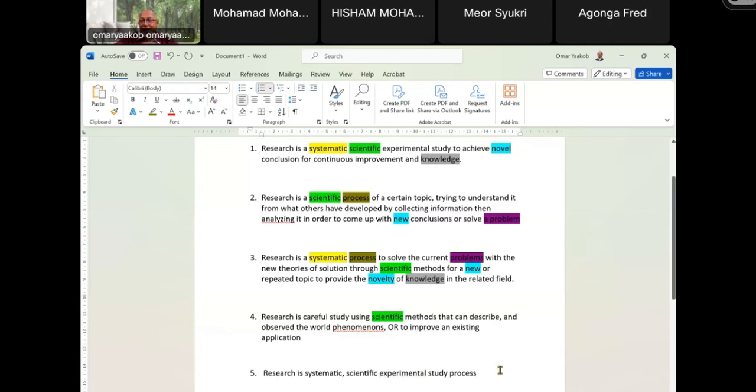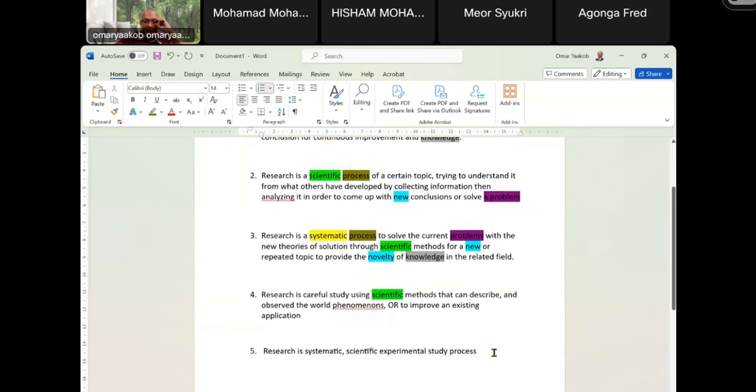Now you're adding too many things. Try to stick to what we have inside here. A research is a systematic, experimental, scientific study of a subject of interest to solve a particular problem and establish a new finding, to arrive at a new conclusion.